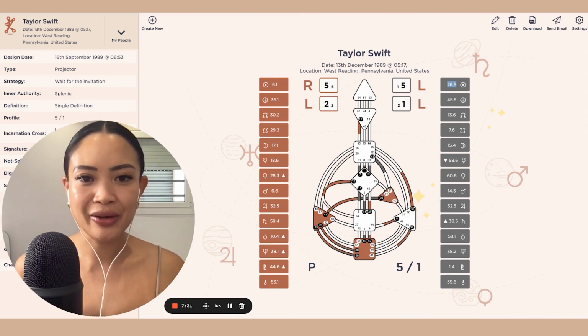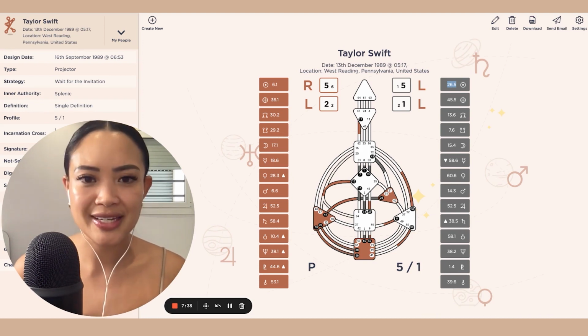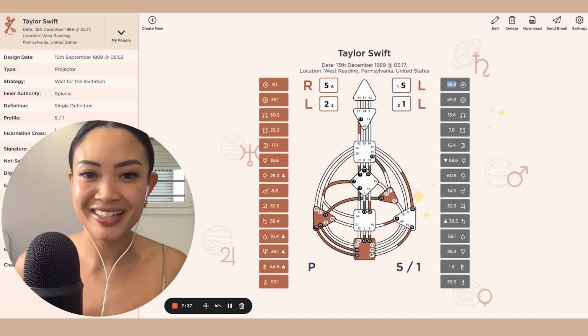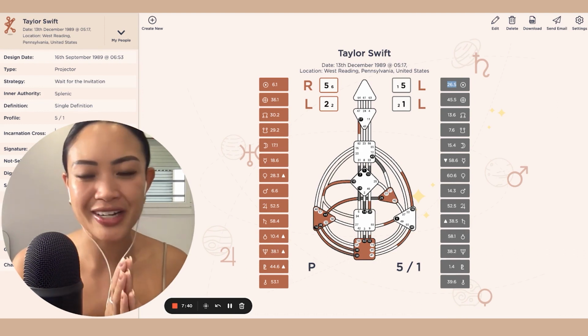And so we can see how this might have prevented her from speaking up about a lot of the things that actually mattered to her. And we do see this. So we'll put that on pause for now.